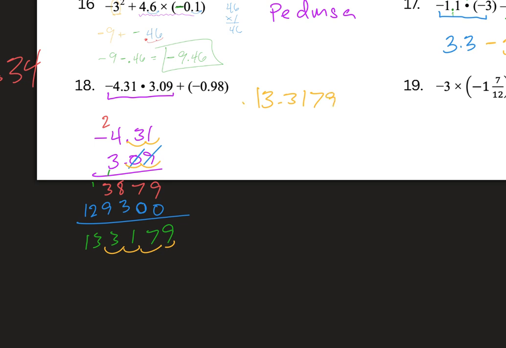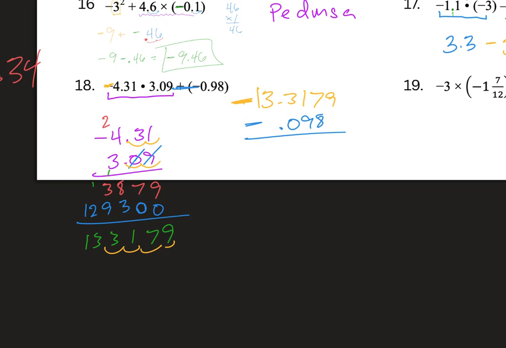13.3179 negative, because of that negative, minus 0.098. Okay, so let me clean that up a little bit. My 9 doesn't look very 9-y right there. Notice how I have written them. I've lined them up on the decimals. Do not forget that. That is old school math that you remember.